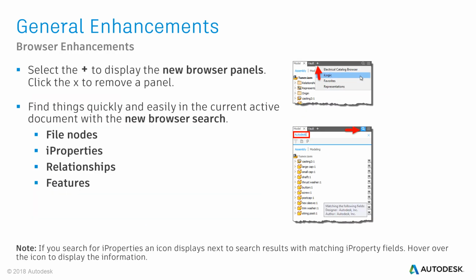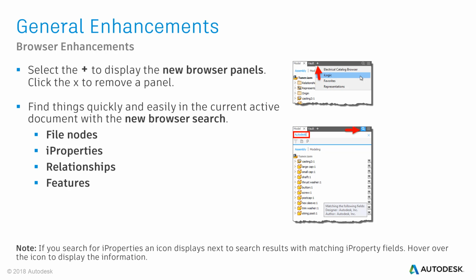The browser area has been enhanced to find information quickly and easily. Starting with the plus to add a new browser panel. In Inventor 2017 you still had to use the drop-down menu and only one browser at the same time could be displayed.